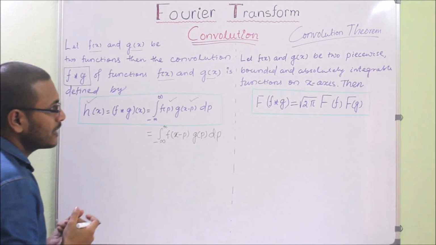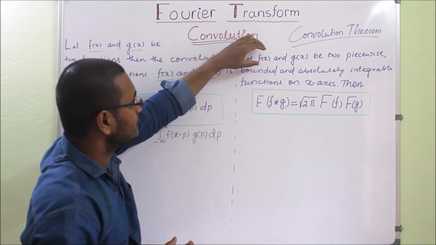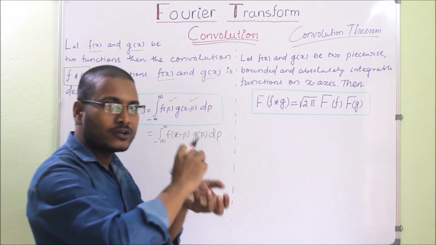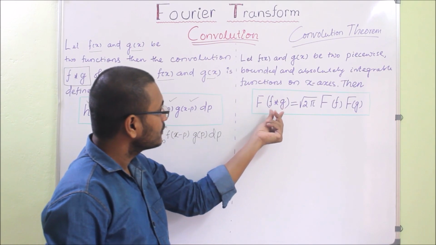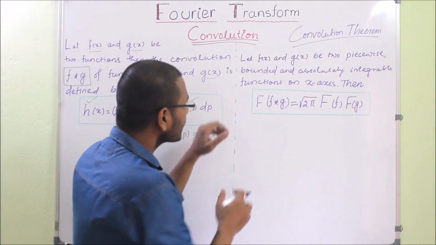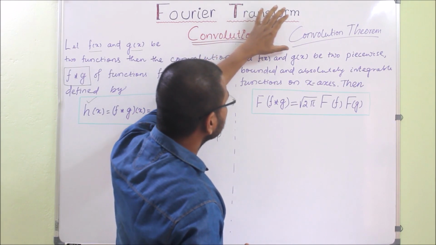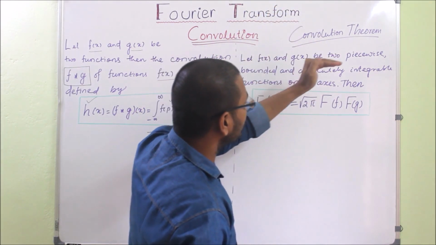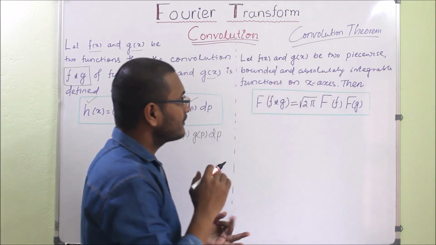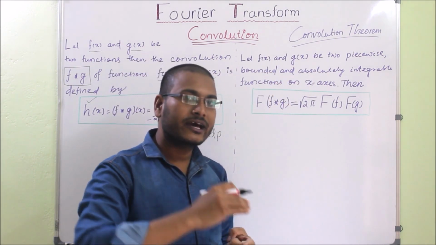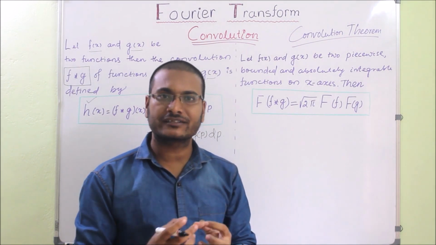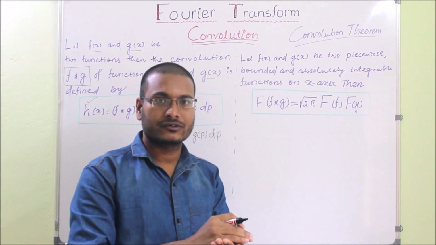Now if we have these two types of functions, where for f of x we have a Fourier transform and for g of x we have a Fourier transform, then their convolution is f star g. So what will be the Fourier transform of this f star g? That you have to see. The statement says: let f of x and g of x be two piecewise bounded absolutely integrable functions. This means that if the functions are piecewise bounded and absolutely integrable on the x-axis, then their Fourier transform exists. So we have to take those functions whose Fourier transform exists. That is the condition.